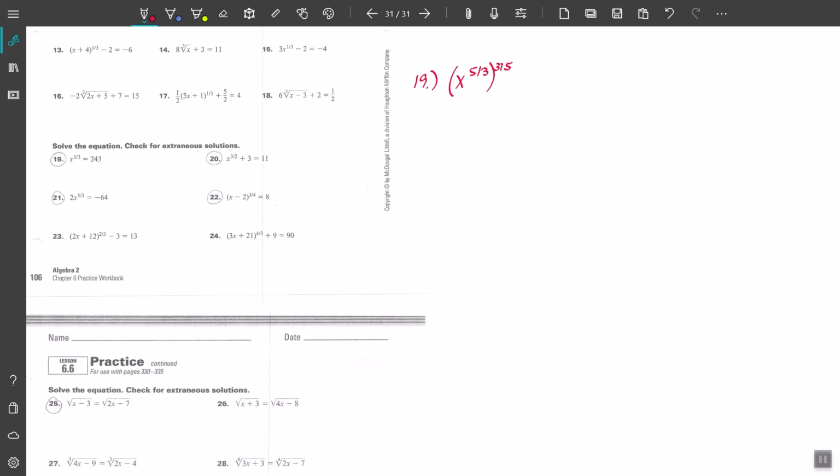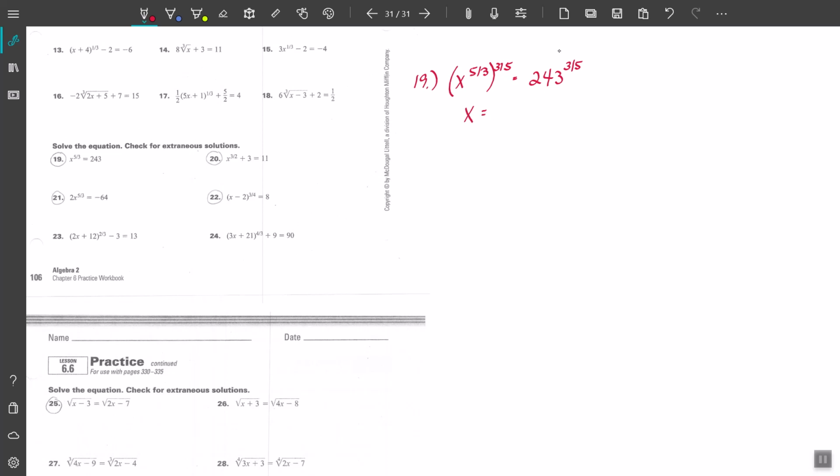All right, we could turn it into the cubed root of x raised to the fifth power. We could do it that way, but this is just kind of a faster way to do it. But both ways would work, but this is much faster and easier. So if I raise the one side to the 3/5, I've got to raise the other side to the 3/5.